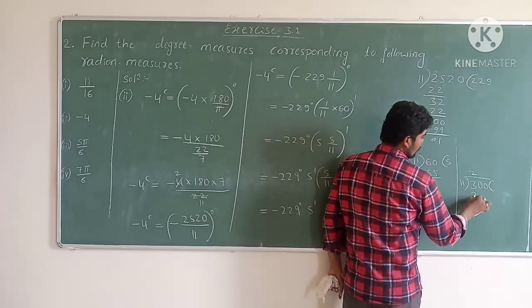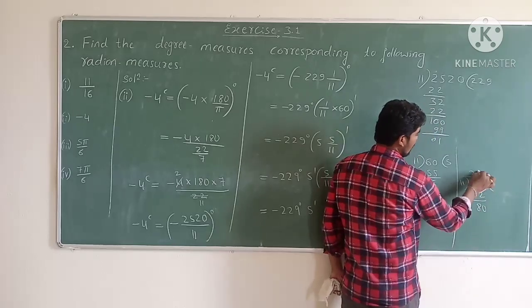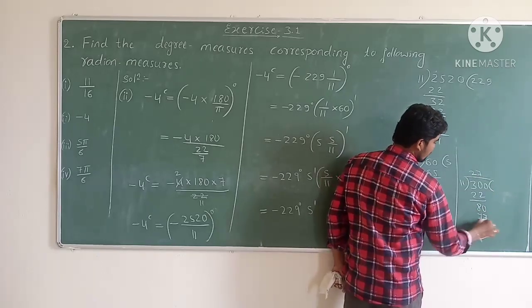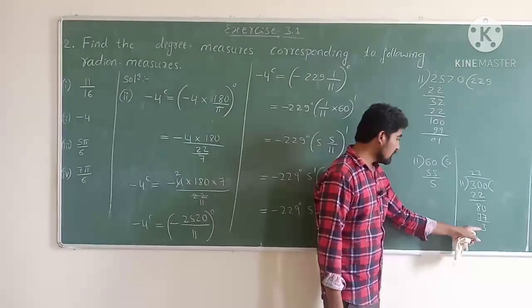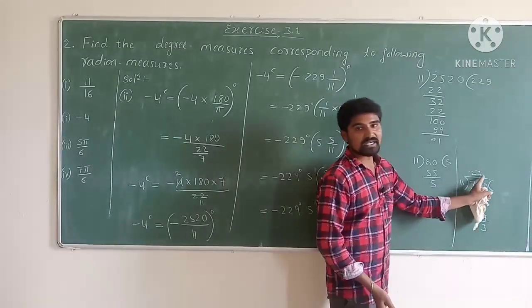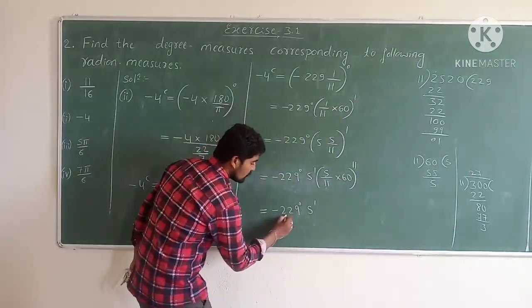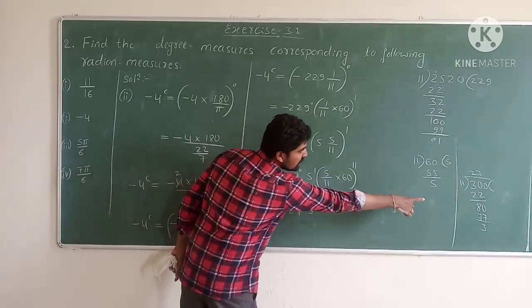So 11 twos are 22. Remaining 8. Now 11 sevens are 77. Remaining 3. So 27 and 3 by 11. The 3 by 11 seconds is not a part, so we just consider the 27 seconds. Minus 229 degree 5 minutes, left with 27 seconds.